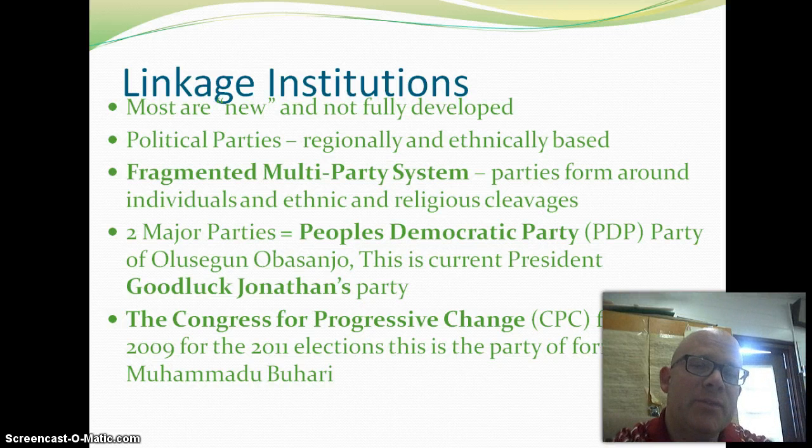The PDP, the People's Democratic Party, is definitely the most long-lasting and the most common party. It's the current party in power with both the presidency and both the Senate and the House. It's Goodluck Jonathan's party. The Congress for Progressive Change Party was founded in 2009, so again, a more recent development. It's a party that revolves around a former leader, Muhammadu Buhari.